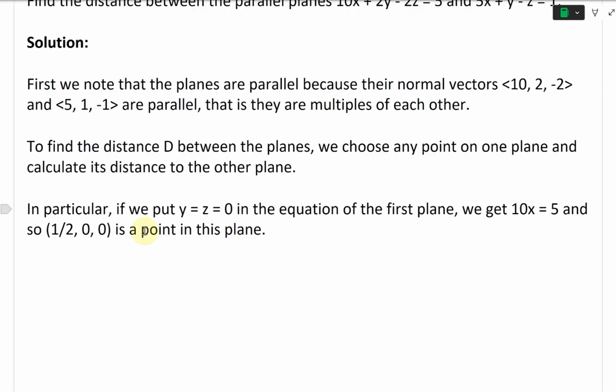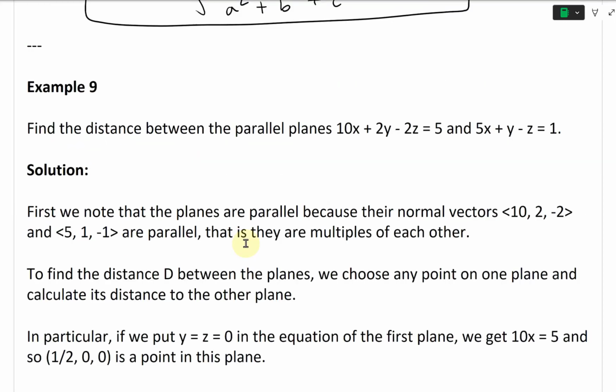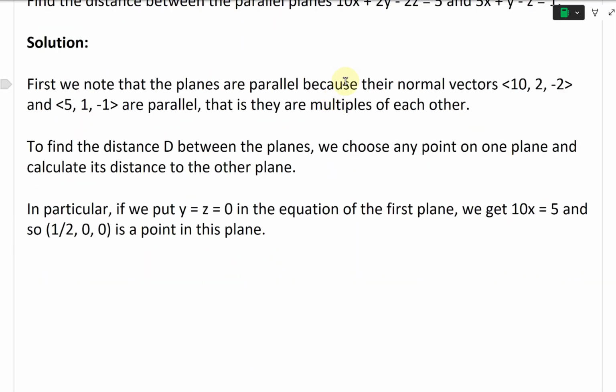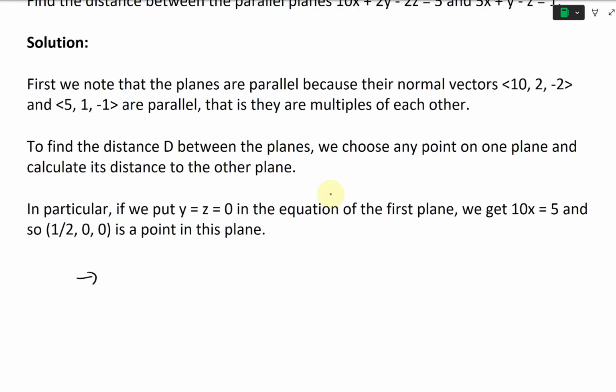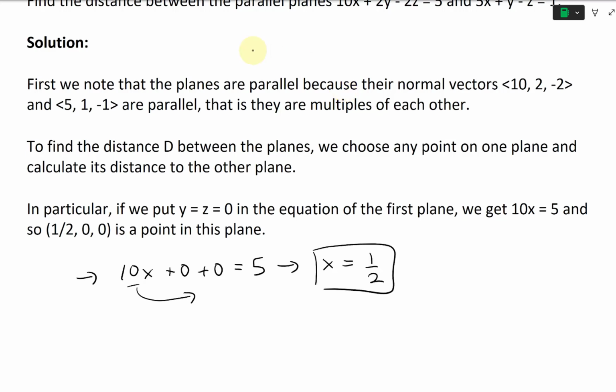Alright, so in particular, if we put y equals z equals 0 in the equation of the first plane, we get 10x equals 5, and so (1/2, 0, 0) is a point on this plane. We can see this: the first plane is 10x plus 2y minus 2z equals 5. We plug in z equals y equals 0, so 10x plus 0 plus 0 equals 5. So 10x equals 5, in other words, x equals 1/2. And then we get the point (1/2, 0, 0).